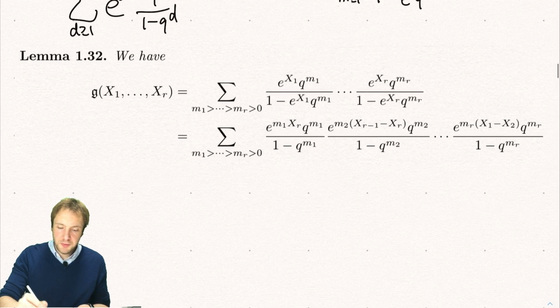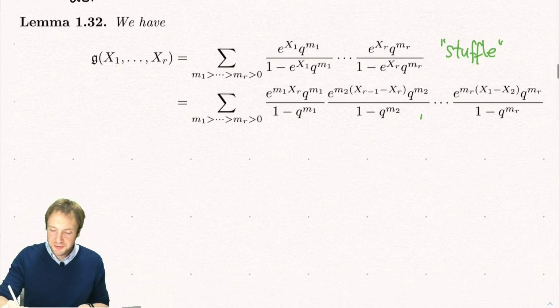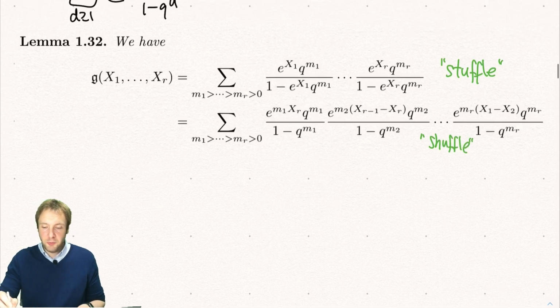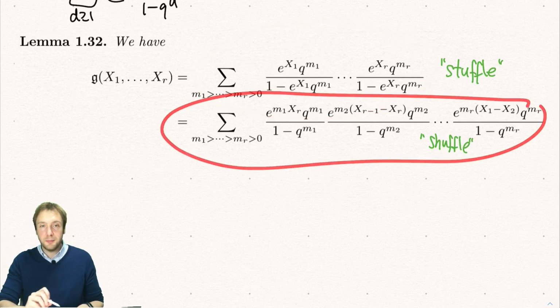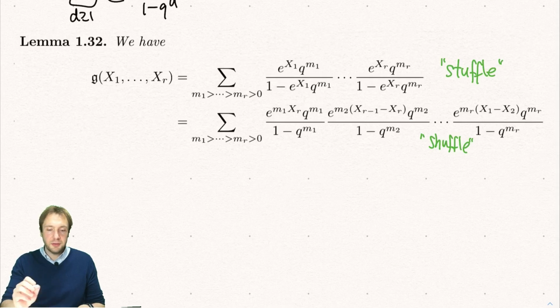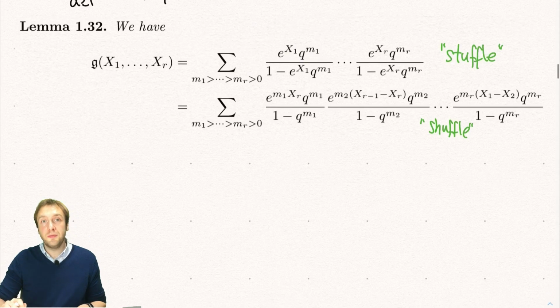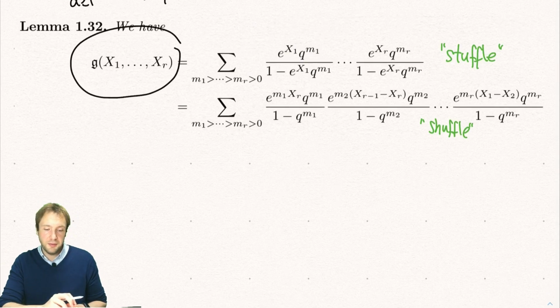And now, this is somehow the stuffle version of the generating series, and this is the shuffle version. What I mean by this is that we will now use this expression to prove the stuffle product, and we will use this expression to prove the shuffle product. And this we will do now by giving explicit formulas for the product of two of these generating series in the case r equals 1.